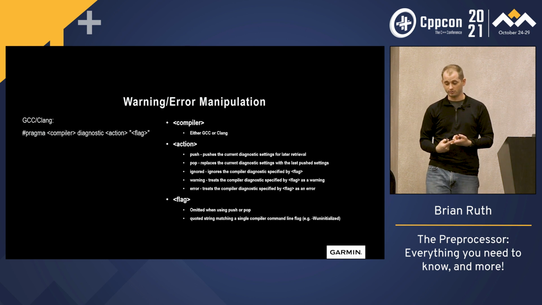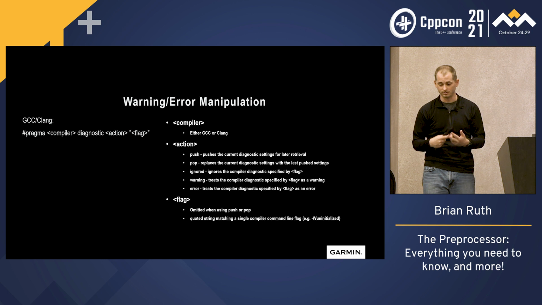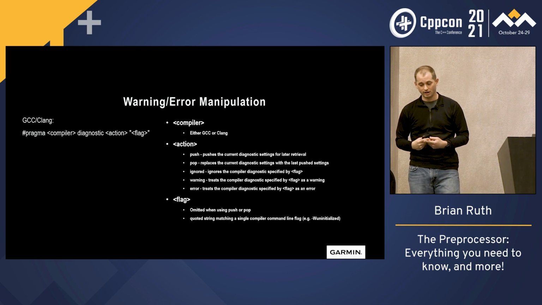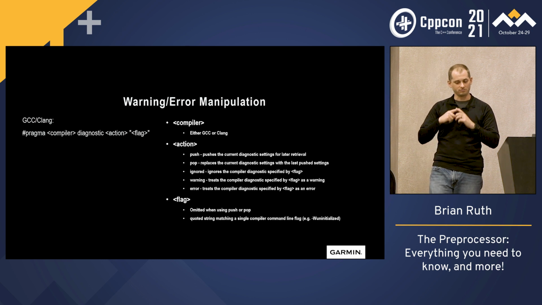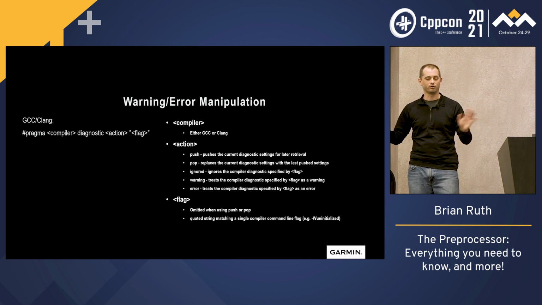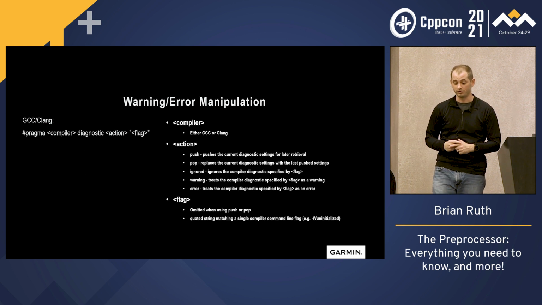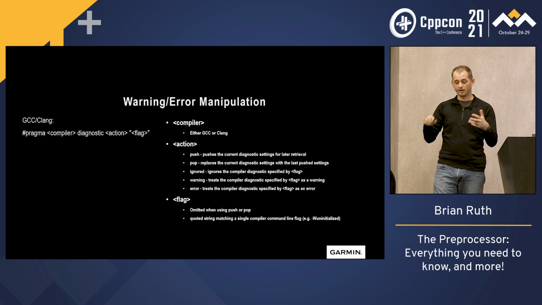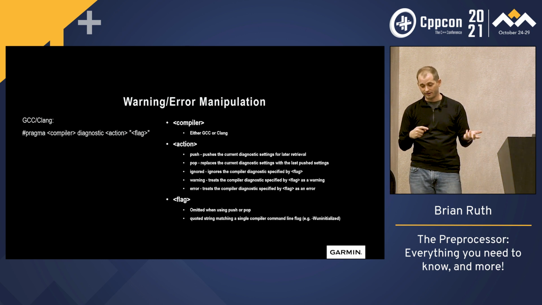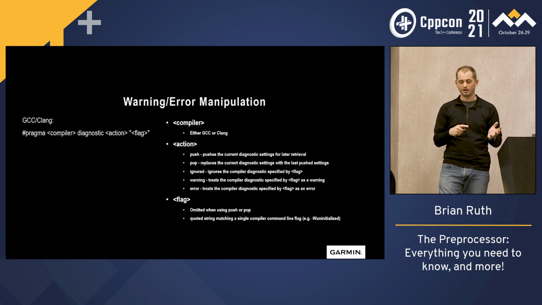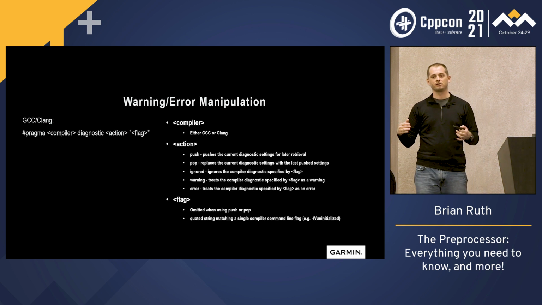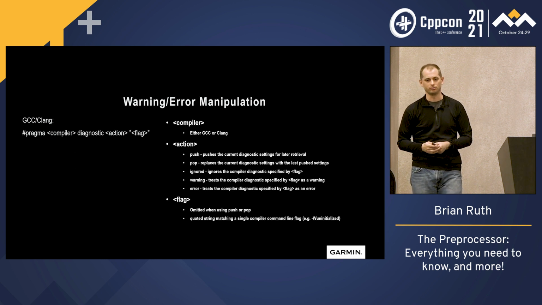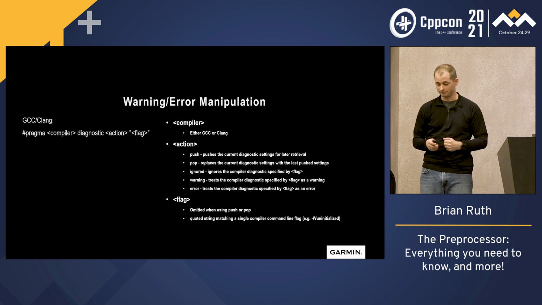Push is going to push the current diagnostics for later retrieval. Pop is going to replace the current diagnostics with whatever you previously pushed. Ignore is a way to just say, hey, ignore this compiler flag. I don't care about this uninitialized variable flag or whatever. Warning is going to override the compiler and say, now I want to treat this as a warning, and then error is going to treat it as an error. And then your flag is going to be omitted if you're using push and pop, and it's going to be a quoted string matching the compiler flag that you're trying to manipulate, like -Wsign-compare or something like that, or -Wuninitialized.